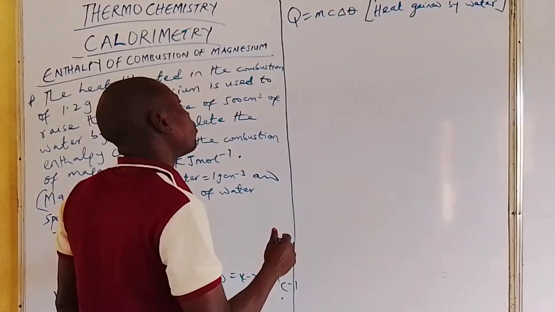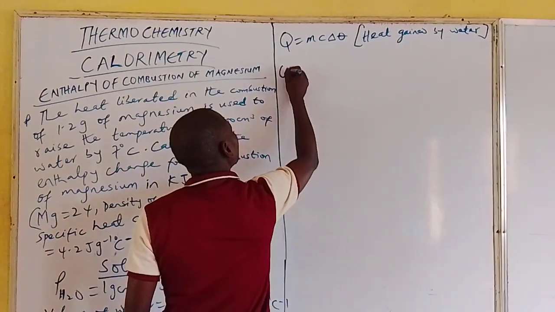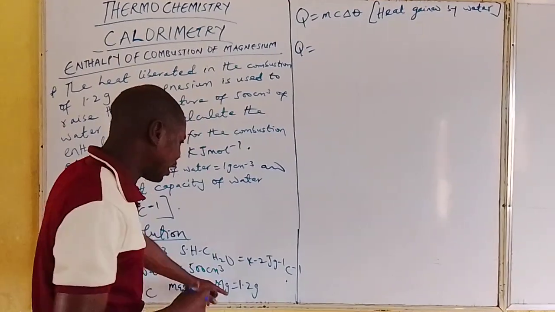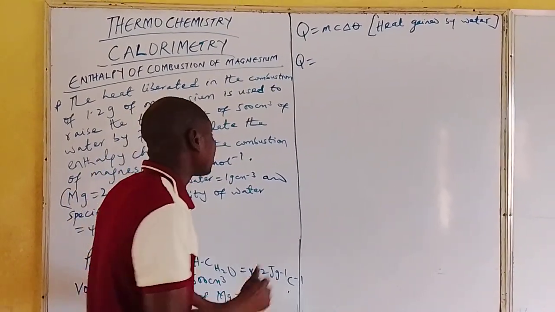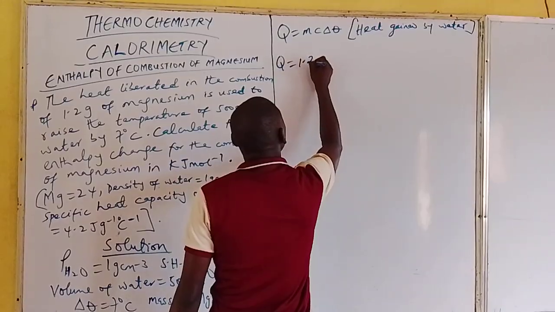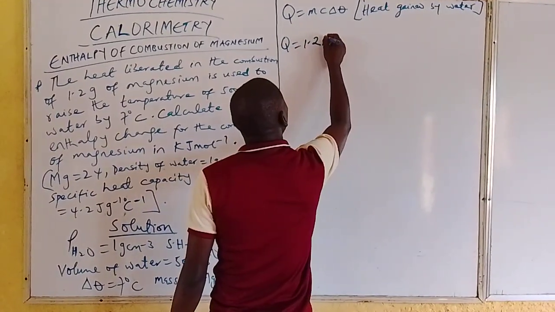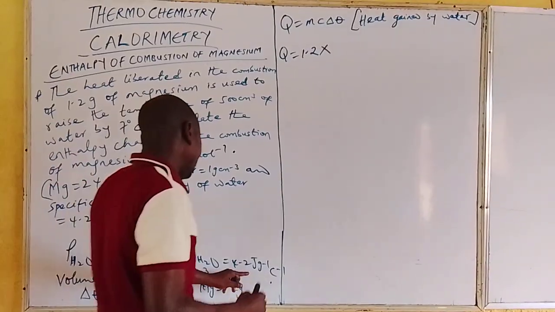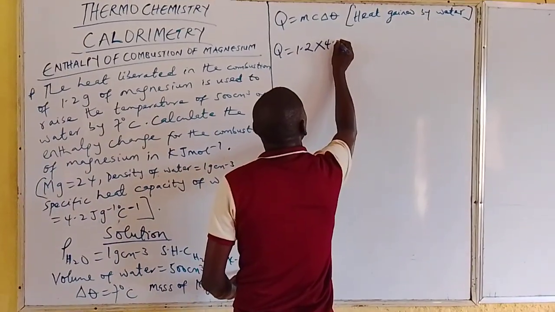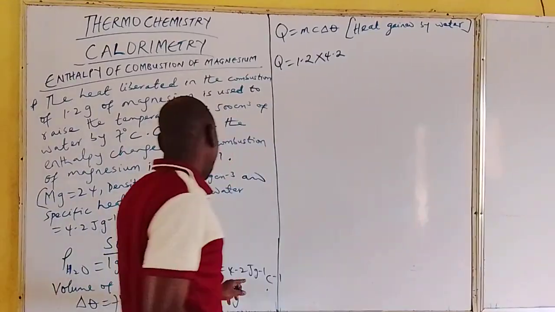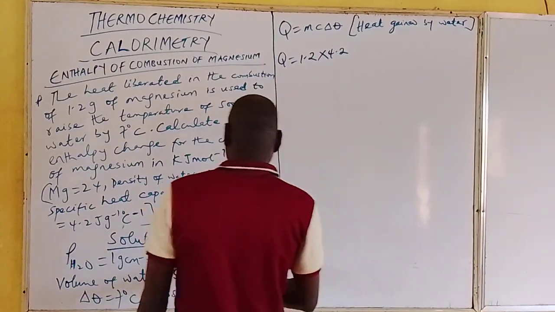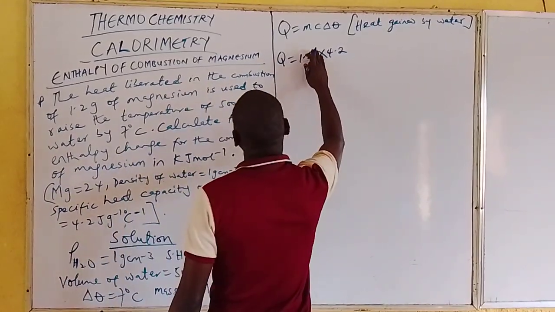So now we know that Q is equal to MC delta theta. Now from the context, the mass of the substance is 1.2, multiplied by the specific heat capacity of the substance, 4.2, then the change in temperature. Okay, the mass of the substance is not 1.2.